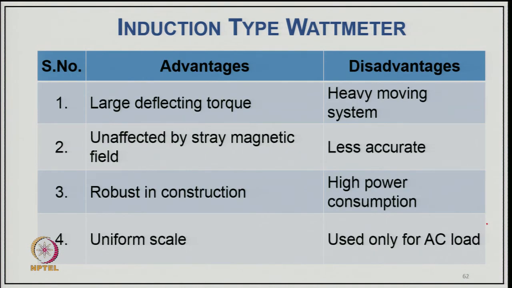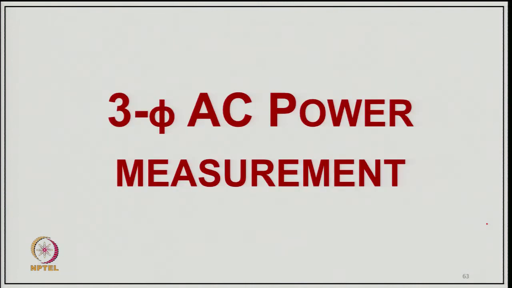Now, coming to advantages and disadvantages. Advantages are large deflection torque, unaffected by stray magnetic field, robust construction, and uniform scale. And disadvantages are heavy moving system, less accuracy, high power consumption, and used for only AC load.